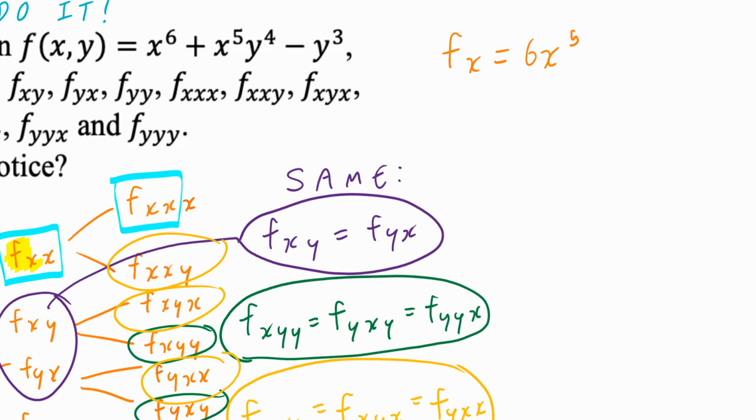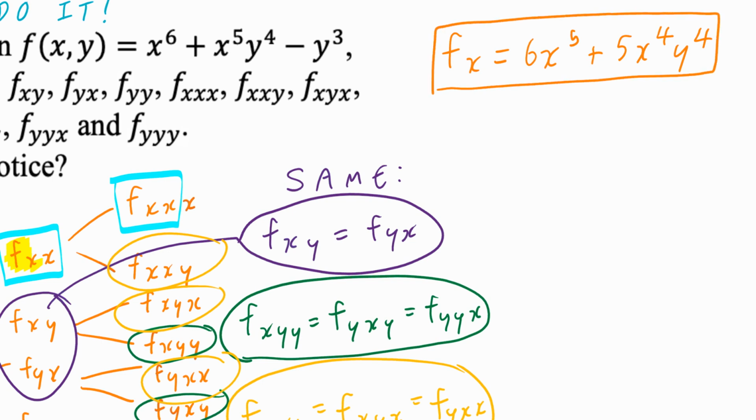Again, I'm using the power rule to find the derivative of x to the power of 6, plus, when I take the derivative of x to the power of 5, that's going to be 5x to the power of 4 times this constant y to the 4. And of course, when you take the derivative of a constant, which is negative y cubed, that's going to be 0. So I'm going to leave it blank. Let's put a box around that.